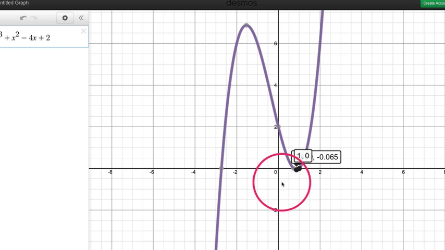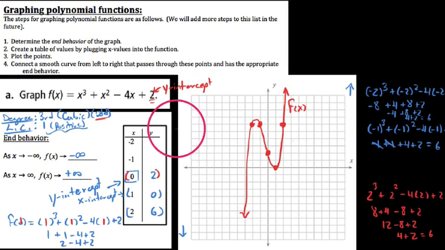But that's how you graph a polynomial function. You determine the end behavior, make a table, plug in some more values, plot the points, and then make your smooth curve through all those points, adopting the end behavior. Cheers.